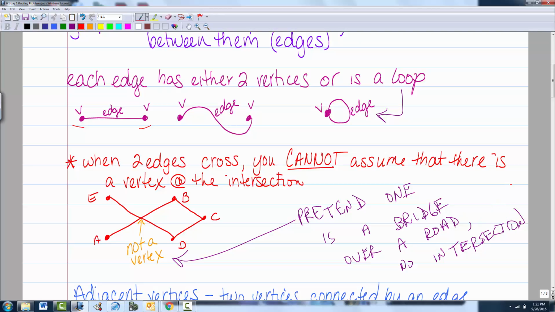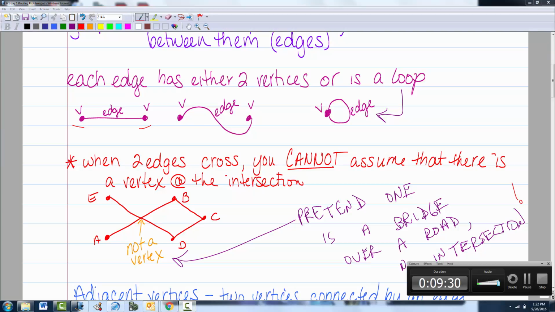The best way to think of this is a bridge. If you were looking above as a bird or in a plane, you may not notice that that's a bridge and it may look like it's an intersection. Is a bridge going over a road an intersection, yes or no? No, it is not, sir. It is far from an intersection. Okay, so we did not get that one right.